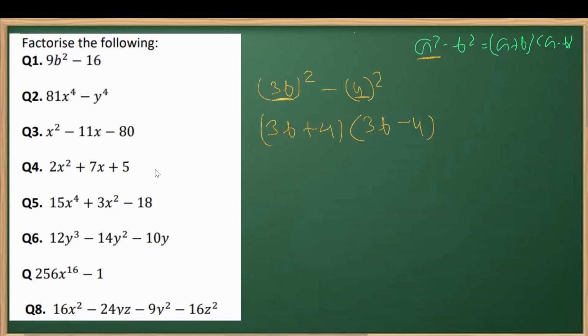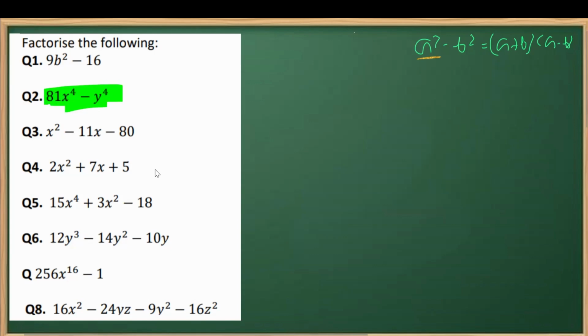Now we can see that the second one can also be done using the same identity. Let's check for this. So here, first of all, we can write 81 as what? Look into this properly. If I talk about this part only, we can write this as 9x squared the whole square. Why? Because we have x raised to the power 4. Similarly, we can write y raised to the power 4 as y square whole square.